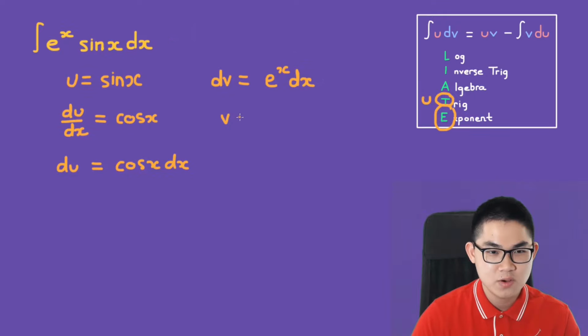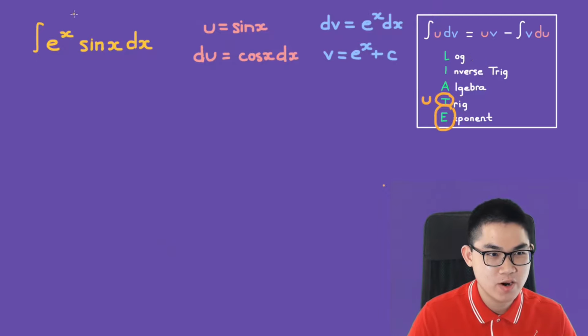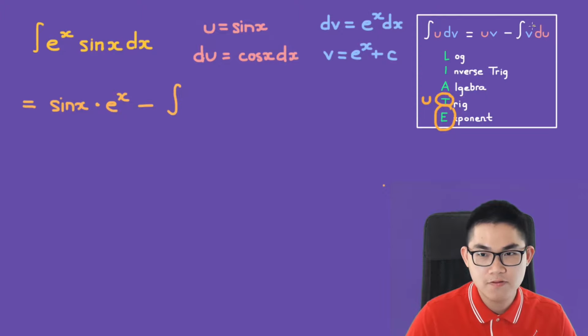To find v, we need to integrate. So we have the integral of e to the power of x dx, which is the same as e to the power of x plus c. So using the formula, we have the integral of u dv. So this is the integral of u dv, and that's equal to u times v. So u is sine of x times v, right? And v is e to the power of x plus c. But you always ignore the plus c. So we have e to the power of x. Then we minus the integral of v du.